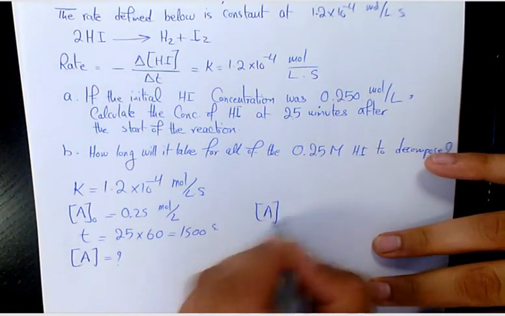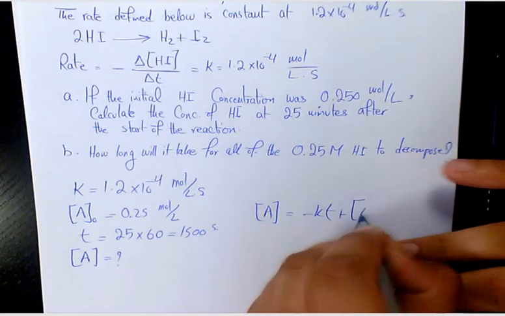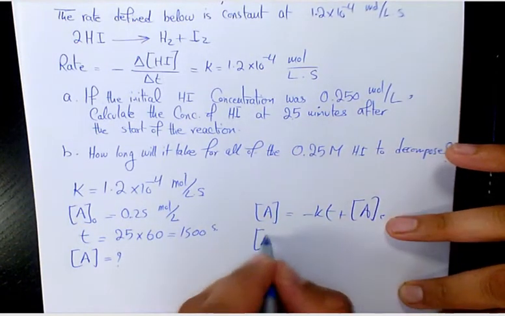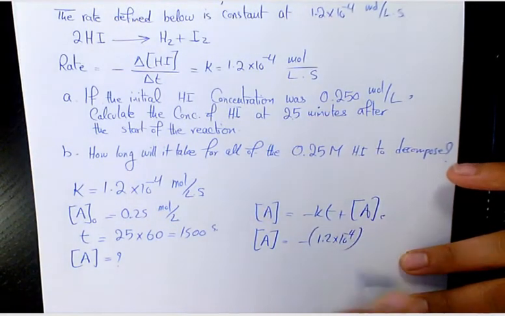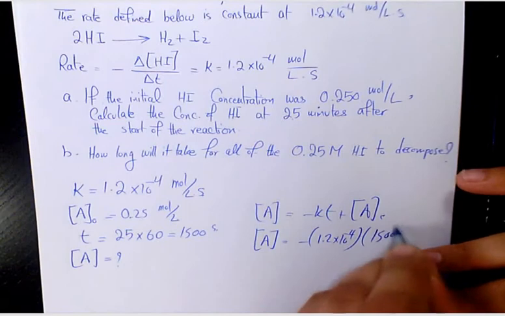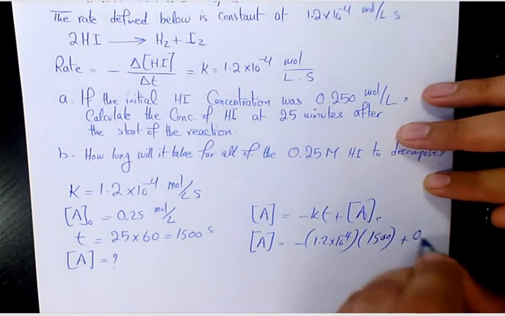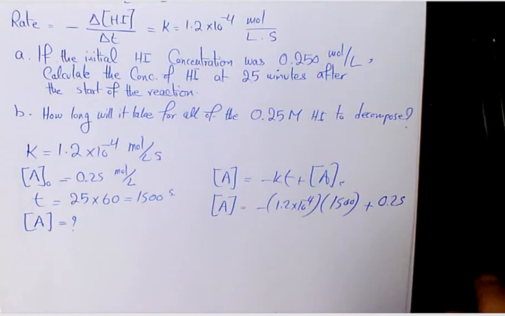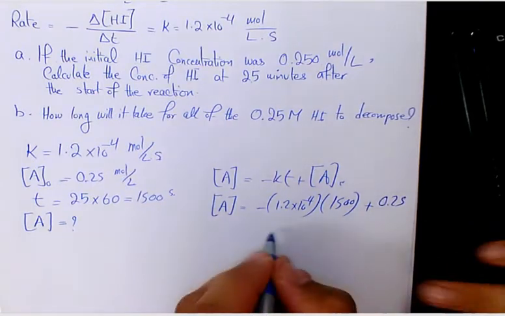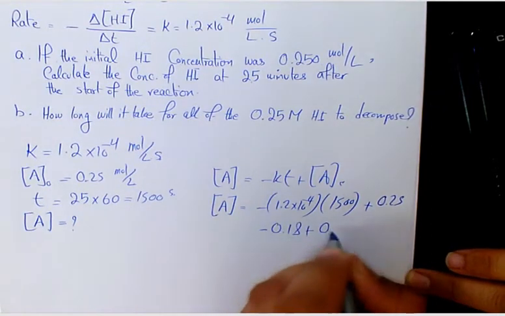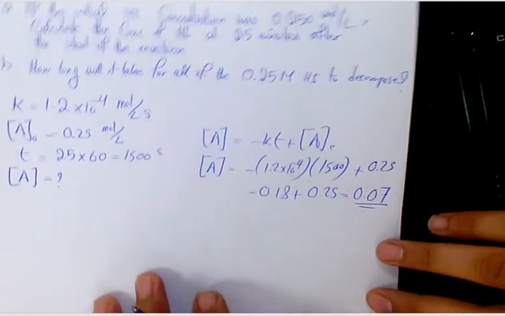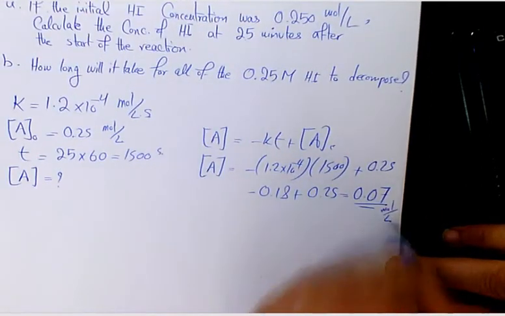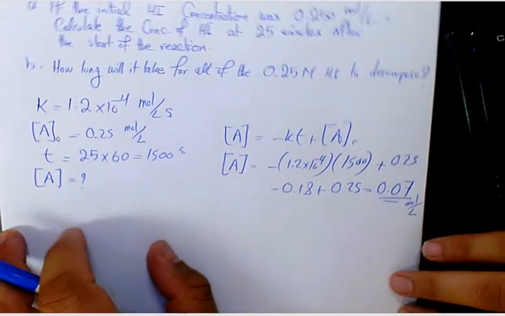So A is going to be negative kT plus initial concentration. So we have A equals negative 1.2 times 10 to the power of negative 4 times 1500 plus initial concentration, which is 0.25. That's going to be negative 0.18 plus 0.25. That's going to be 0.07 mole per liter. That's the final concentration of A.